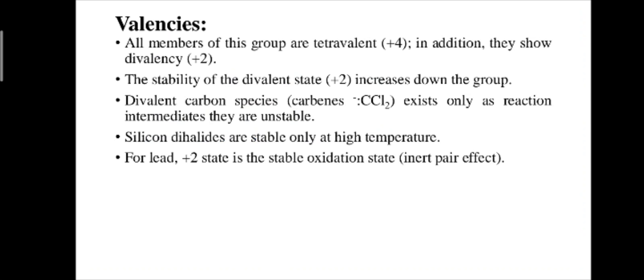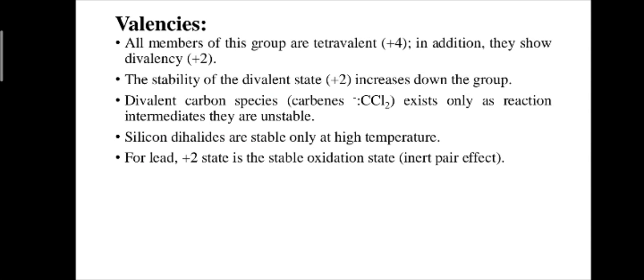Divalent carbon species, namely carbene CCl2, exist only as reaction intermediates. They are unstable. Silicon dihalides are stable only at a high temperature. For lead, the +2 state is the stable oxidation state.